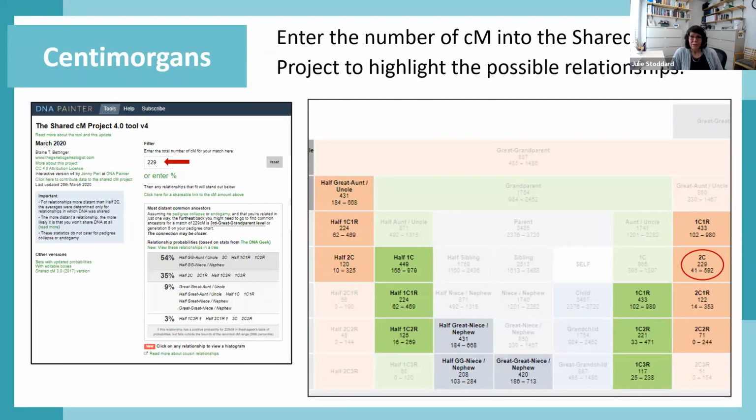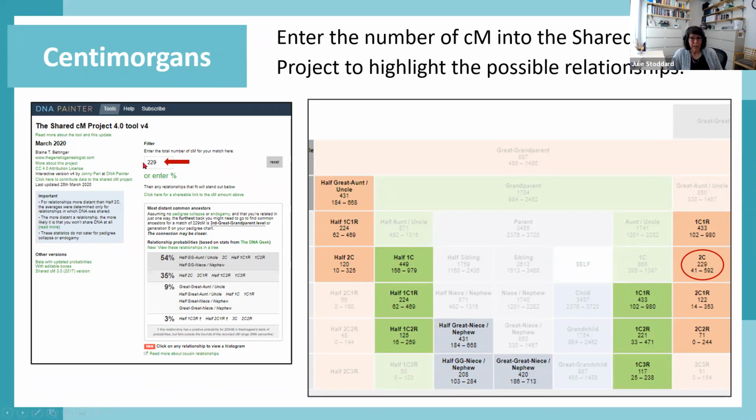So let's look again at this Shared Centimorgan project and how you'd actually use it, practically speaking. If we go back to our DNA match list, and I'll show you what that looks like here in a minute, it'll say that we share 229 centimorgans. I can come to the site and put that number in, and it highlights all of the possible relationships. It also tells you what the probability is.